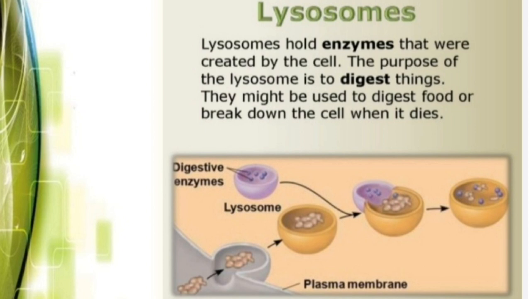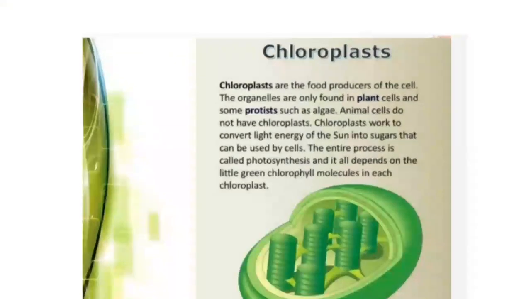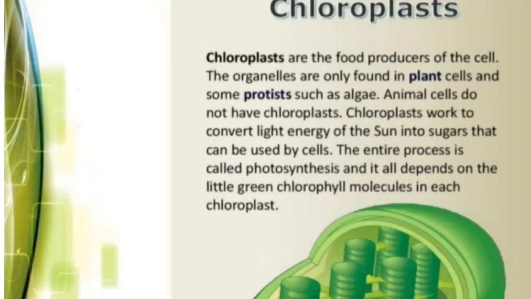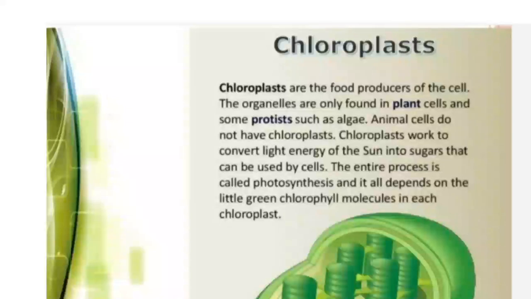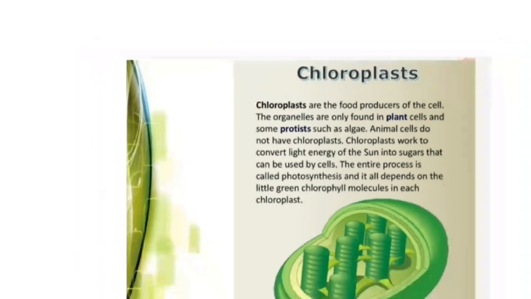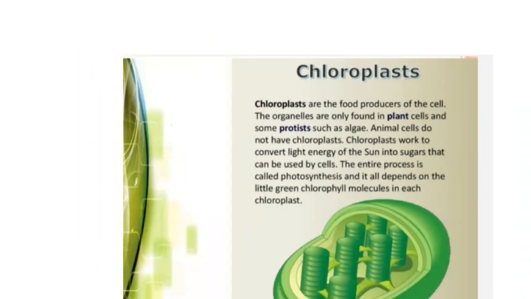Then next, the chloroplast. We know about the chloroplast. It is a well-known organelle that is present only in plant cells. Chloroplasts are the food producers of the cell. These organelles are found in plant cells and some protists such as algae; animal cells do not have a chloroplast.